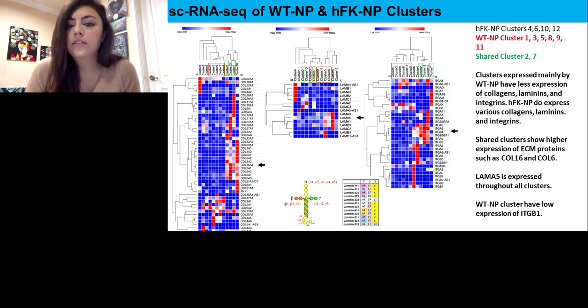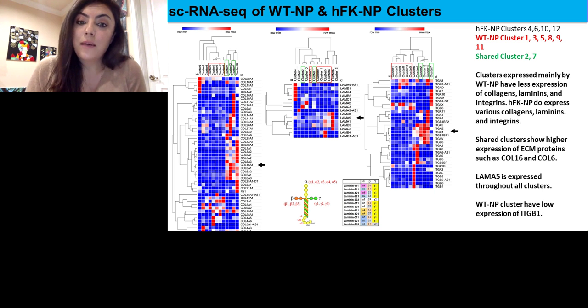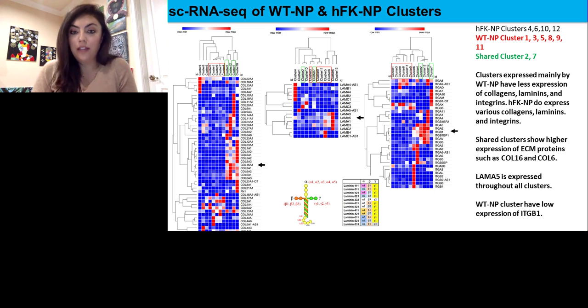But one of the clusters, so they share 2 clusters, one of the clusters did in fact have expression of integrin beta-1, but the other cluster did not. So in general, we also see that the shared clusters had higher expression of collagen 16, shown in arrow, and also collagen 6. So in general, what we could take from this is that they all express laminin alpha 5, shown in the arrow from the middle to some extent, while the Wilms tumor nephron progenitors appear to have much less expression of integrin beta-1.